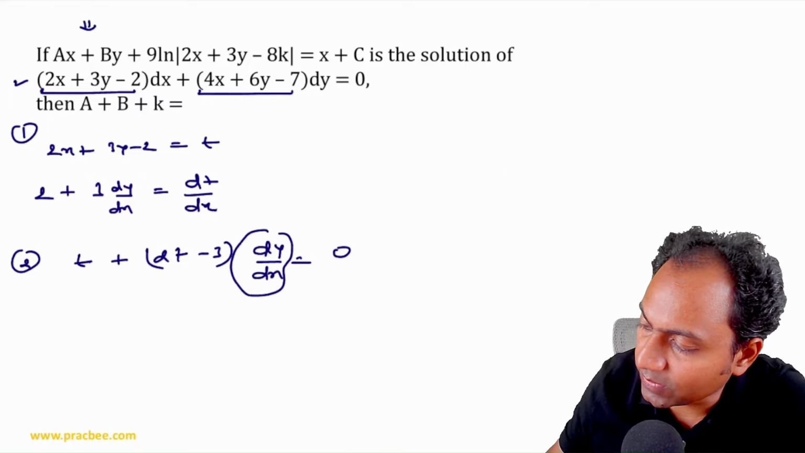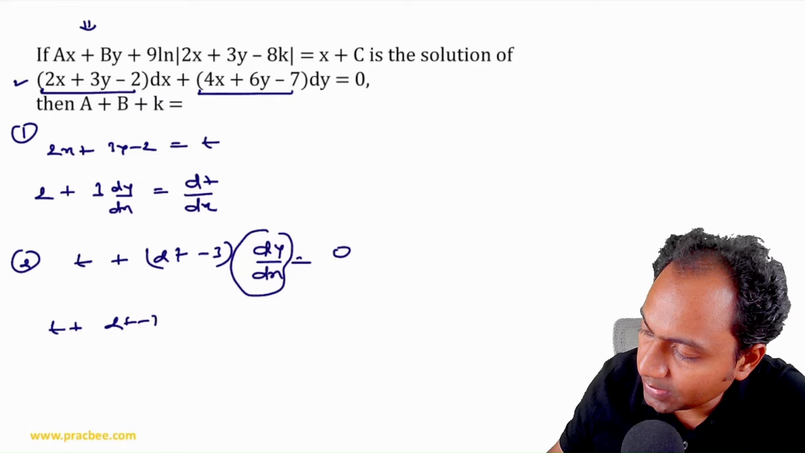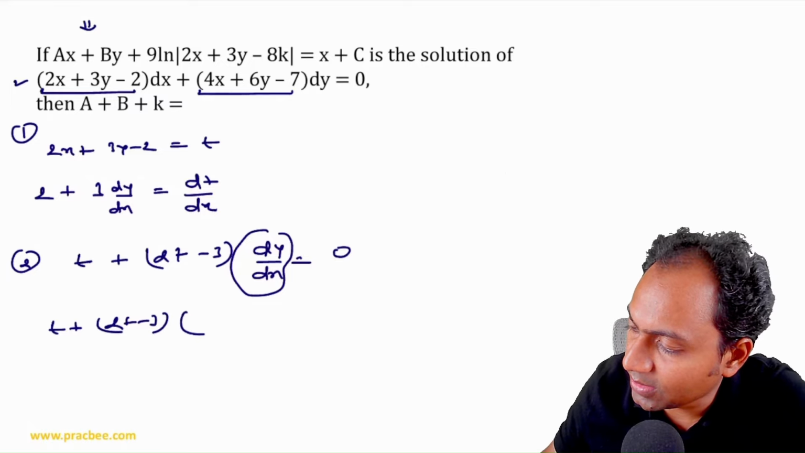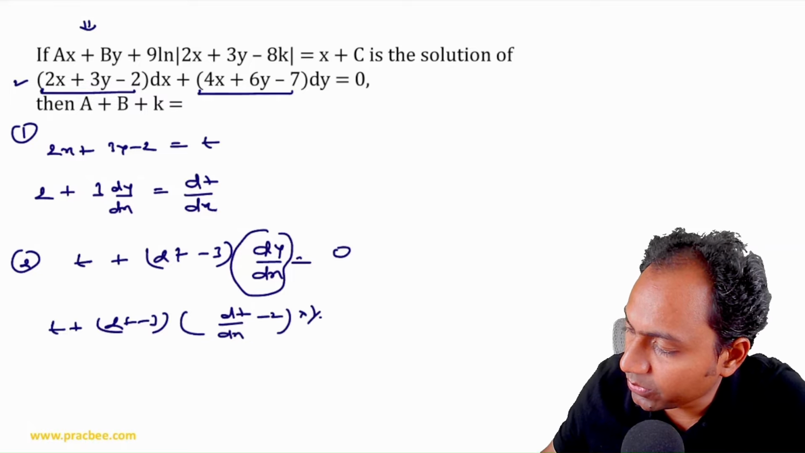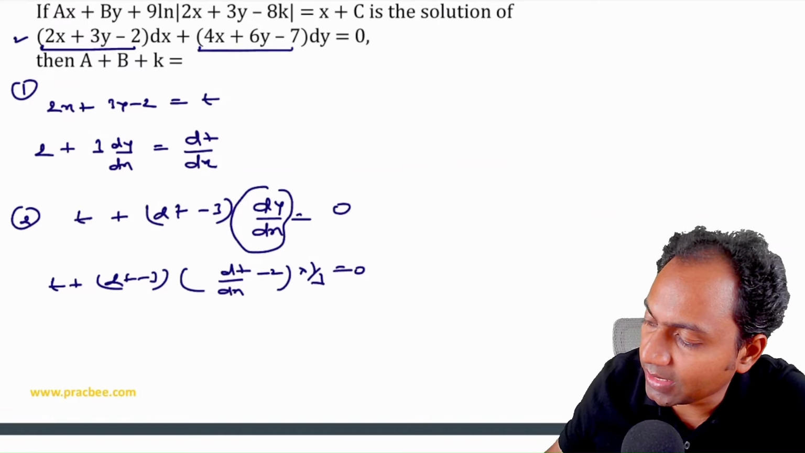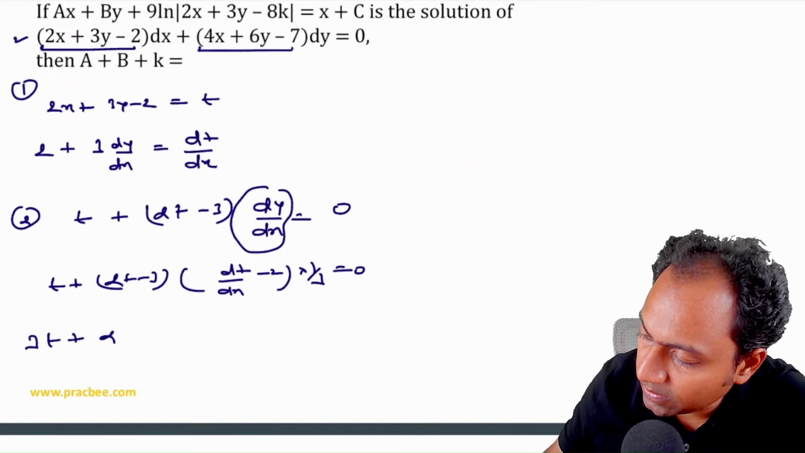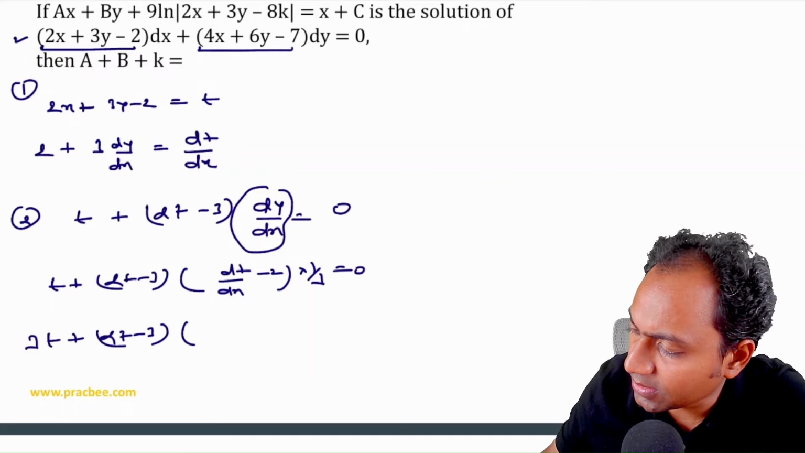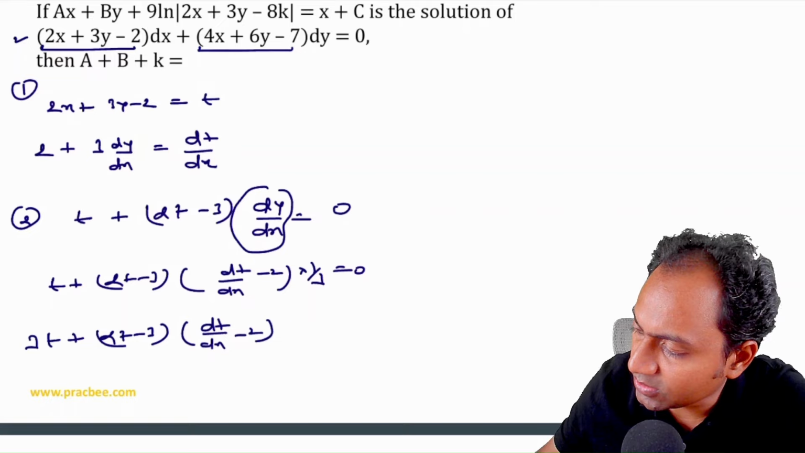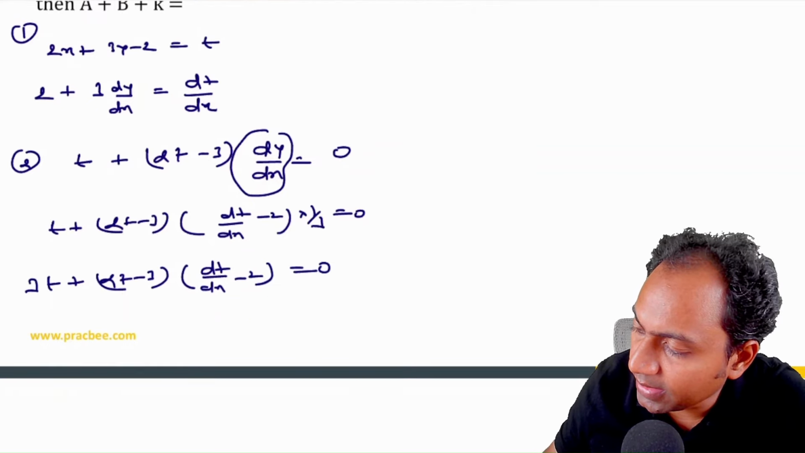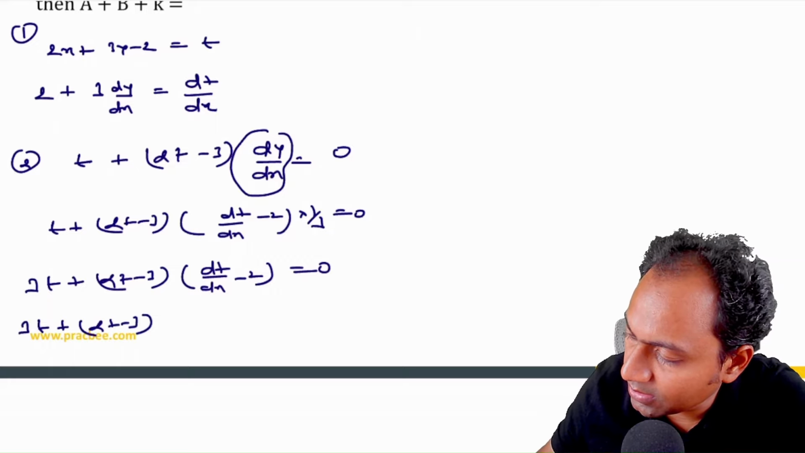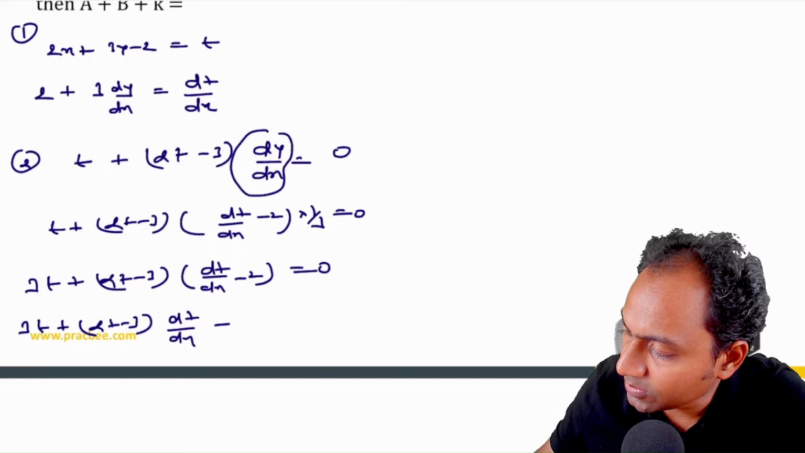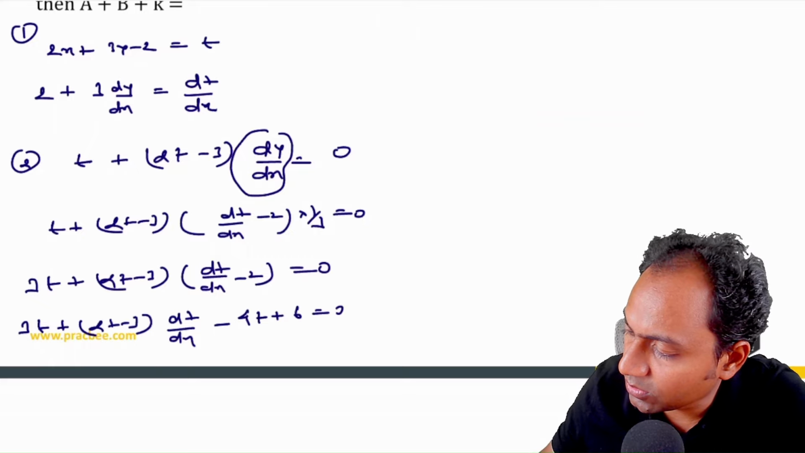So let us substitute this value. So this is 2t minus 3. dy by dx can be written as nothing but dt by dx minus 2, into 1 by 3, equal to 0. And if I take LCM, this becomes 3t plus 2t minus 3 into dt by dx minus 2 is equal to 0. And again, if I simplify, this is 3t plus 2t minus 3 into dt by dx. This part becomes nothing but minus 4t plus 6 is equal to 0.